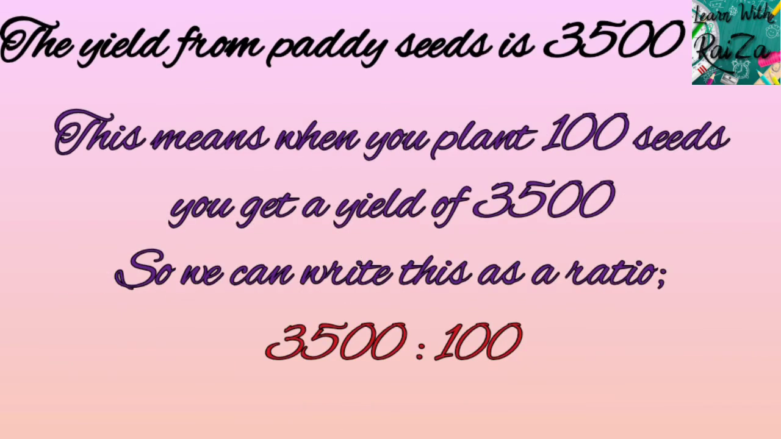Then what does this mean? The yield from paddy seeds is 3500%. Yes, this means when you plant 100 seeds in a paddy field or wherever a portion of land, and you get a yield of 3500, we can write this in ratio form as 3500 is to 100. So children, 3500%, that is possible. Okay, don't think that it is only limited to 100.